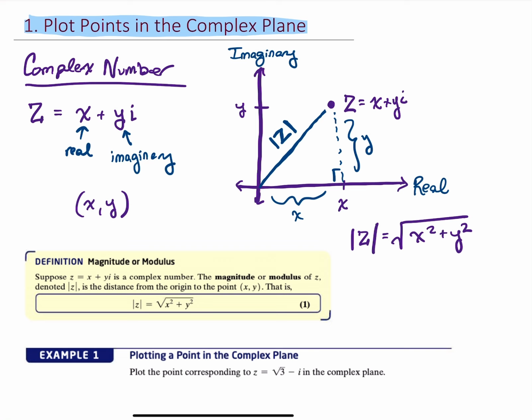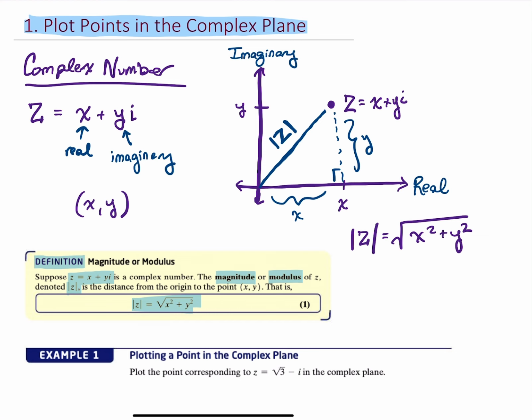So the text gives this definition. Suppose z equals x plus yi. It's a complex number. Then the magnitude, or they also call this the modulus of z, and there's our notation, looks like the absolute value, is the distance from the origin to that point. And here's our formula. It's again the Pythagorean theorem showing up.